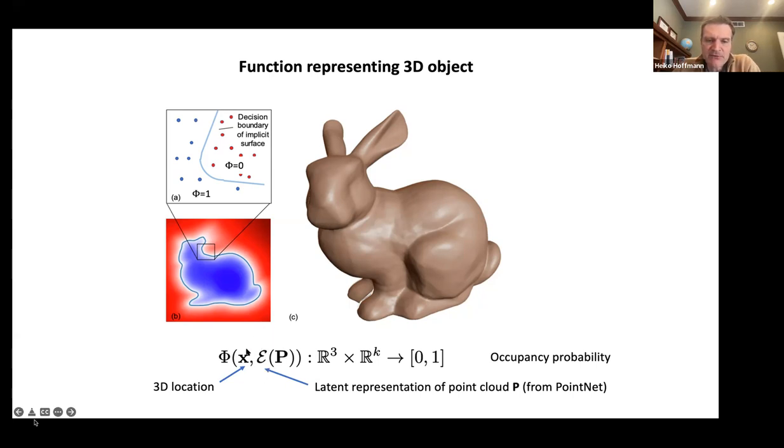And then you have some latent representation, which just depends on the pose. And then obviously the X is for a specific pose too. But if you had the bunny in a different pose, you could give it that point cloud and it would still work. If the bunny is in a different pose, then the latent representation is different, and the X is different.